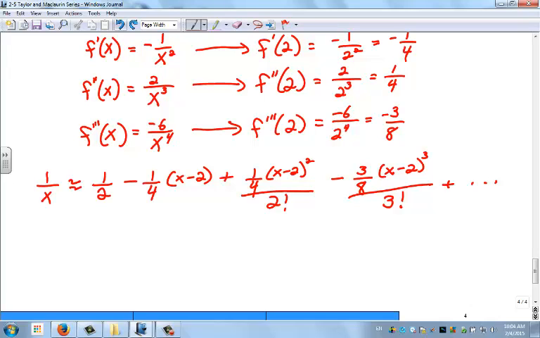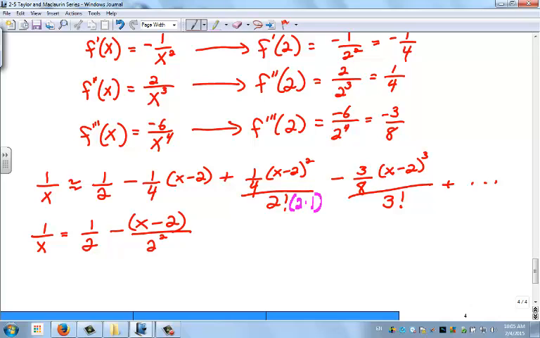Now what happens here, this is an interesting little deal. You get 1 over x equals 1/2 minus x minus 2 over 4. Now 4, of course, is 2 squared. So let's look for a pattern. Now when I put the 4 in the bottom with the 2 factorial, let's look at what 2 factorial is. It's 2 times 1. So if I put the 4 in the bottom with that, I'm going to have 4 times 2, which is 8.